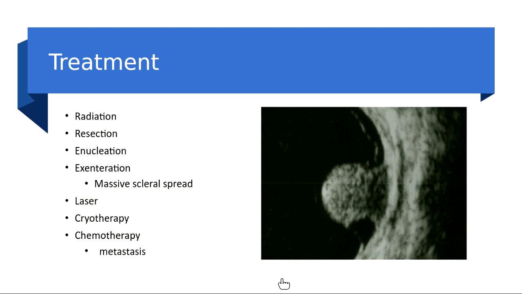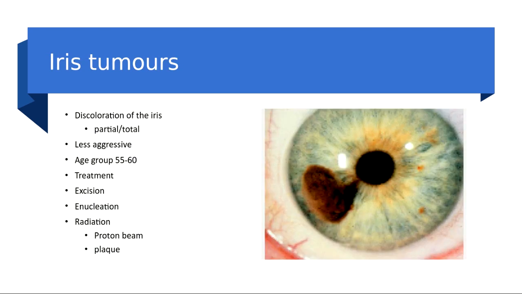So of course we're going to radiate, resect, enucleate, or do an exenteration if it's massive scleral spread, laser, cryo, and chemo if we have metastasis. So see, as I said to you, the treatment you can easily figure out. You just have to make notes as to what is where, so that you know what words to say for the terminologies. Make sure you remember your anatomy.